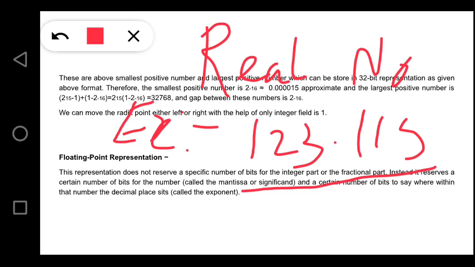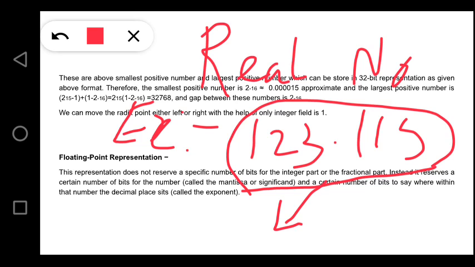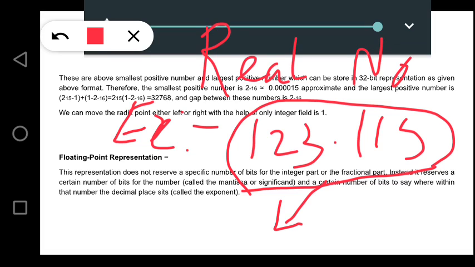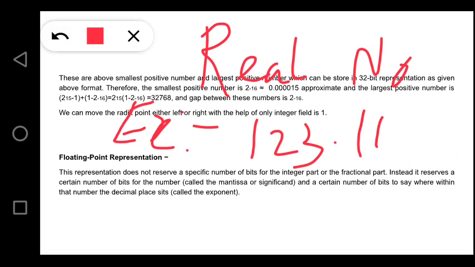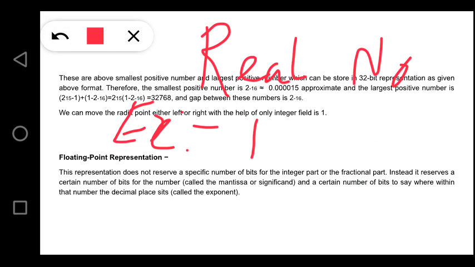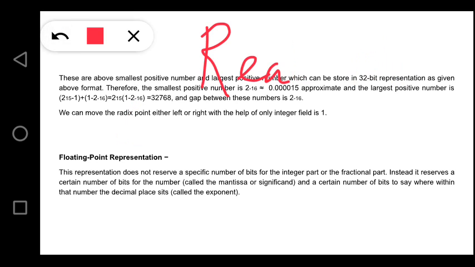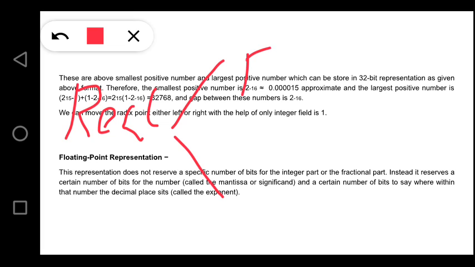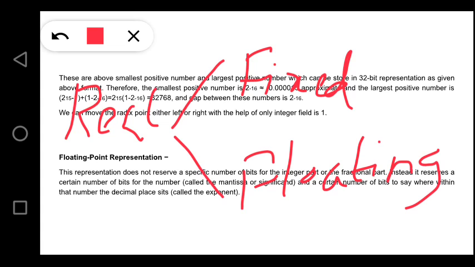And if I want to represent such a real number in computers, the first doubt as a computer science student is how to store this particular number in computer memory. How can the real number be stored in computer memory? For that we have different techniques, and first we should know how this real number can be represented. This real number can be represented in two notations. One is fixed point and floating point.